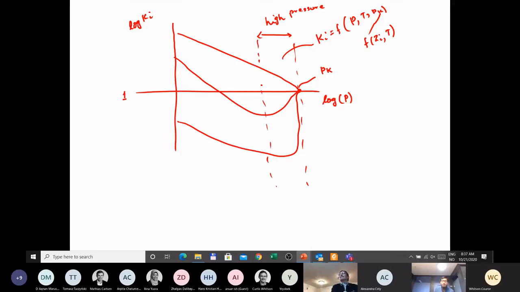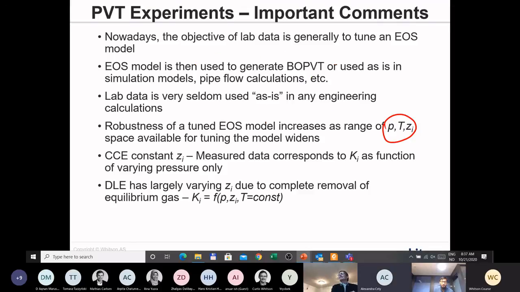And similarly, the CVD experiment is somewhere between the CCE and DLE experiment, where you also get the compositional effect on the high pressure K values, but the change in the total composition is not that extreme as we have in the DLE experiment.